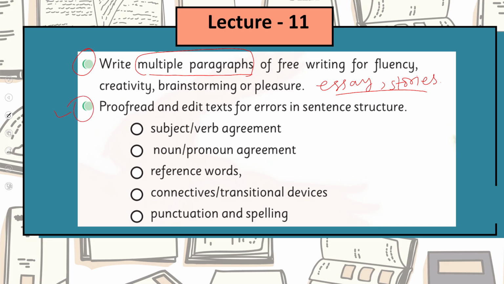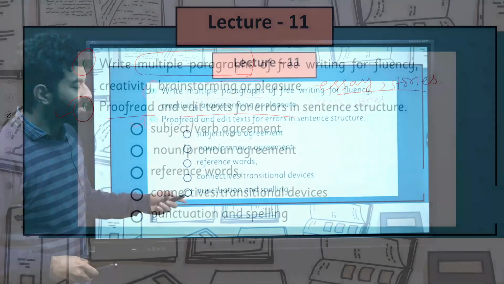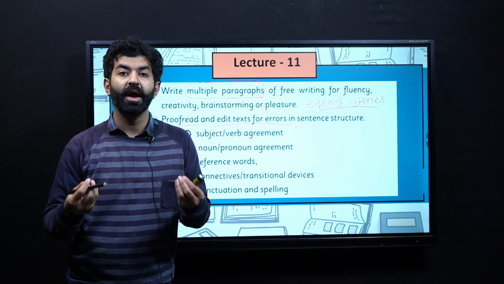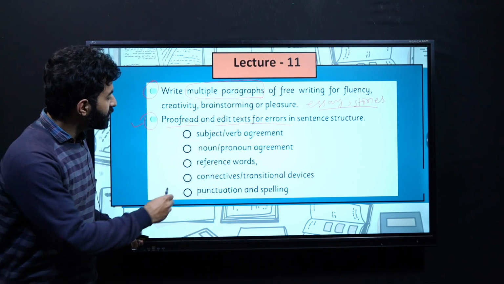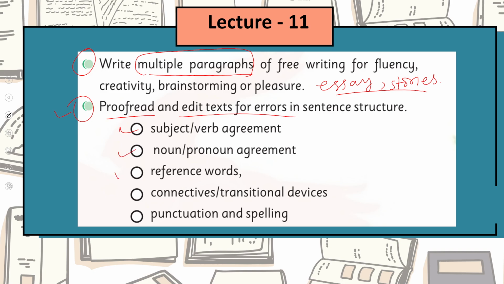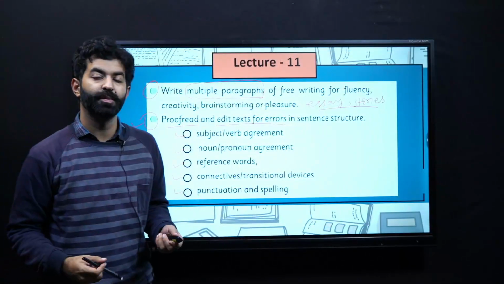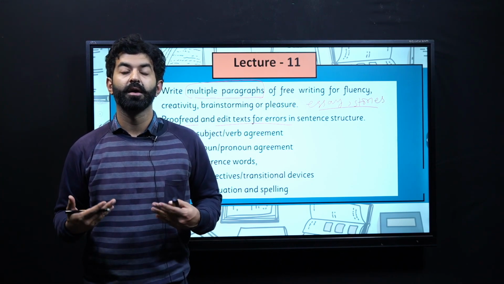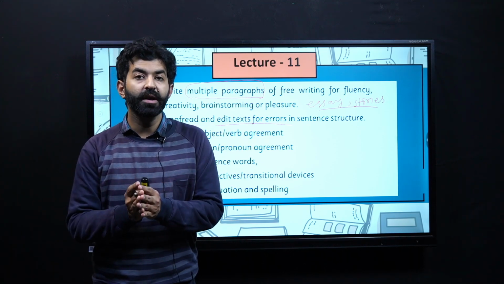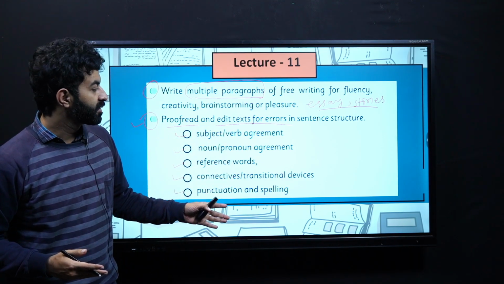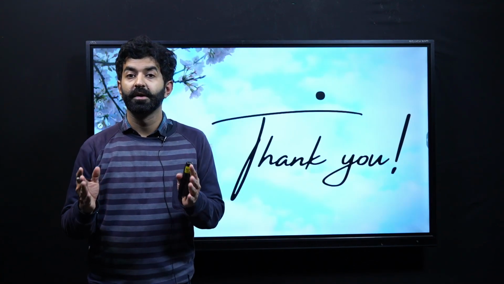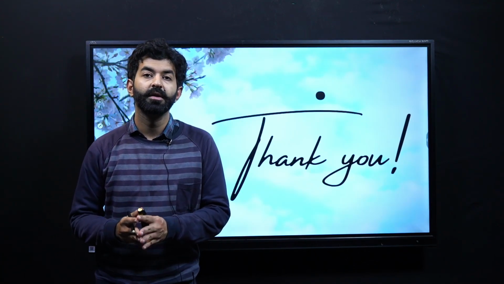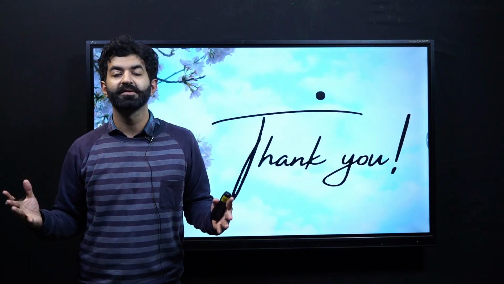The second one is proofread and edit text for errors. We will find all these errors that are very common when we are writing something. Subject verb agreement, noun pronoun agreement, reference words, connectives or transitional devices, and finally punctuation and spelling. So we will practice how we can make our writing and our grammar efficient by avoiding all these kinds of common errors. So this is very much important to understand. This is the overview of all these SLOs that we will be covering.